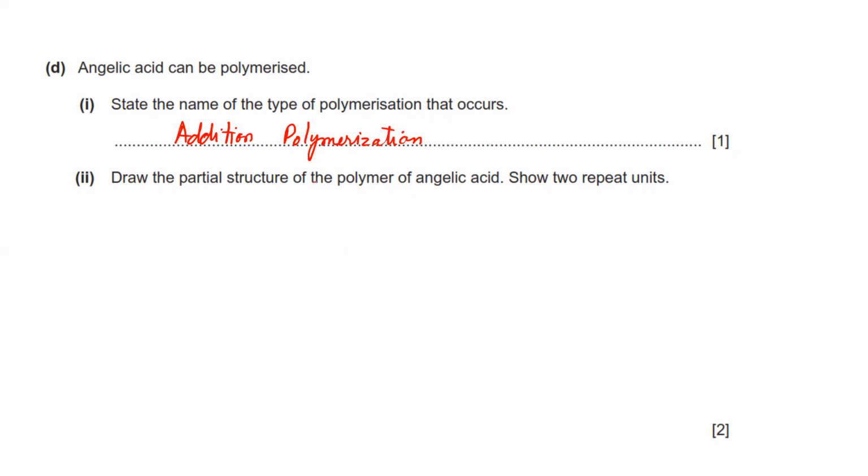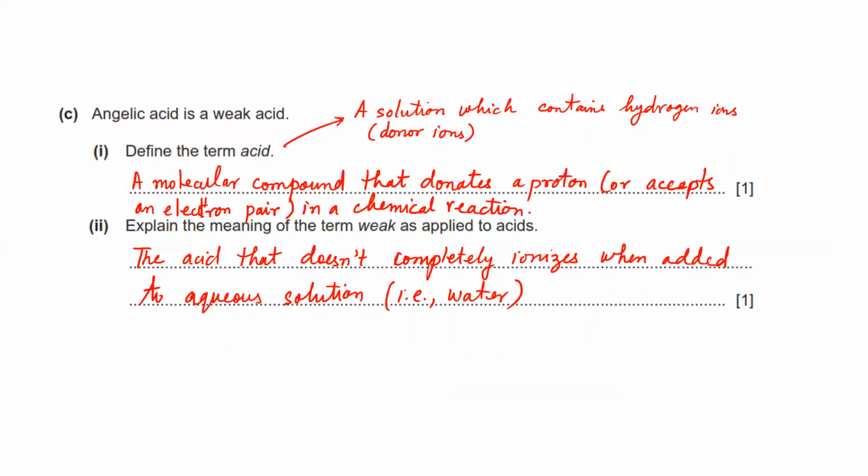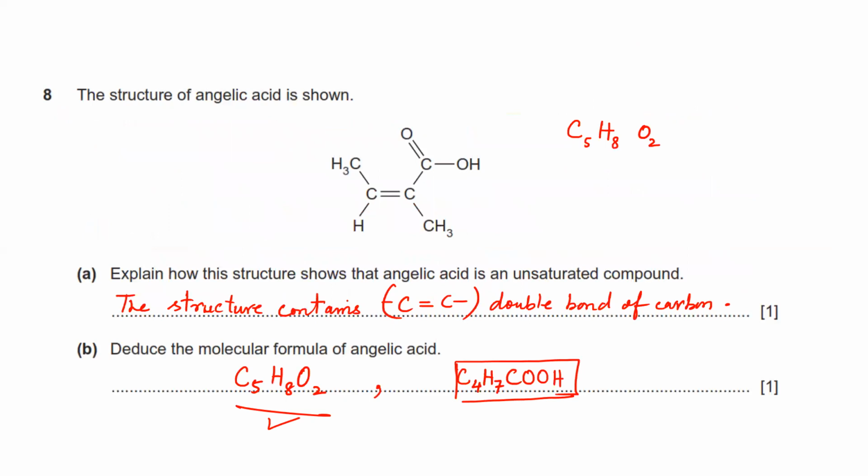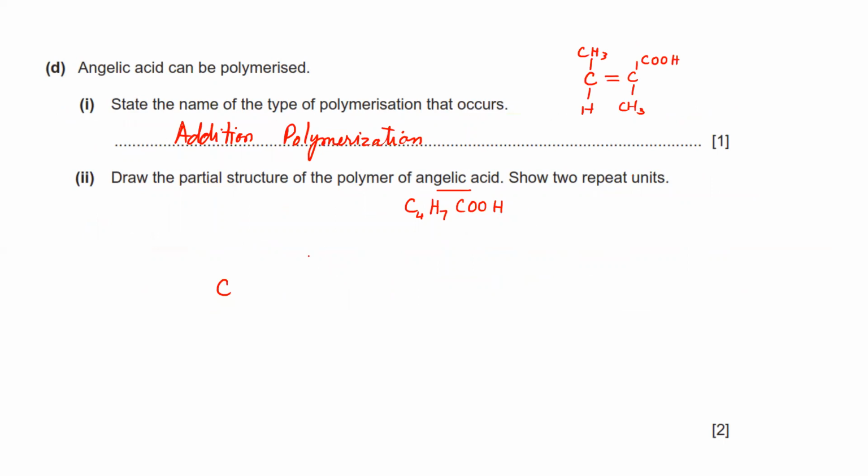So remember, angelic acid was C4H7COOH, and a carbon-carbon double bond was there. So it was something like this: carbon-carbon double bond, COOH, CH3, H, CH3, okay. COOH here, CH3 and H here. This one was the structure. So when you polymerize it, the structure should remain the same. The double bond will be removed. COOH will be here, CH3 will come here, CH3 here, H here. Then this is your one unit.